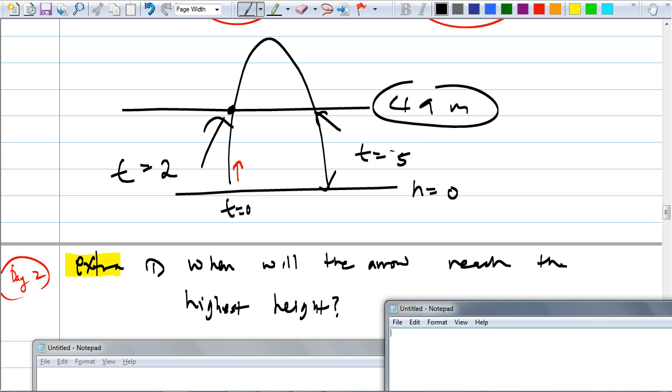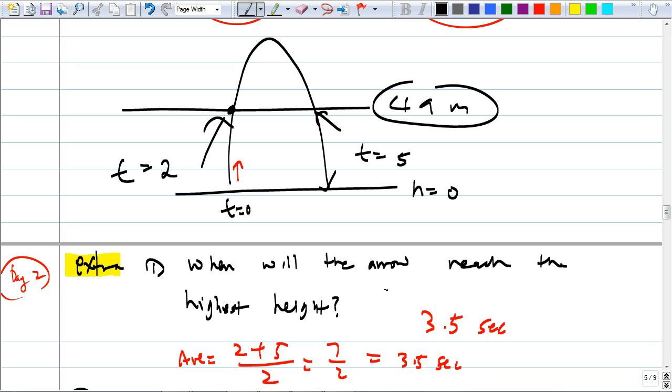Eric, what did you say? 3.5. Yeah, it's half of between 2 seconds and 5 seconds, right? Well, did you say 3.5 or 2.5? I said 3.5. 3.5 is the answer. Isn't it the average of the 2 and the 5 seconds? It's not 7 seconds. You almost got it. You have to divide that by 2. I thought it was 3. Why should it be 3? 5 minus 2. Oh, okay.